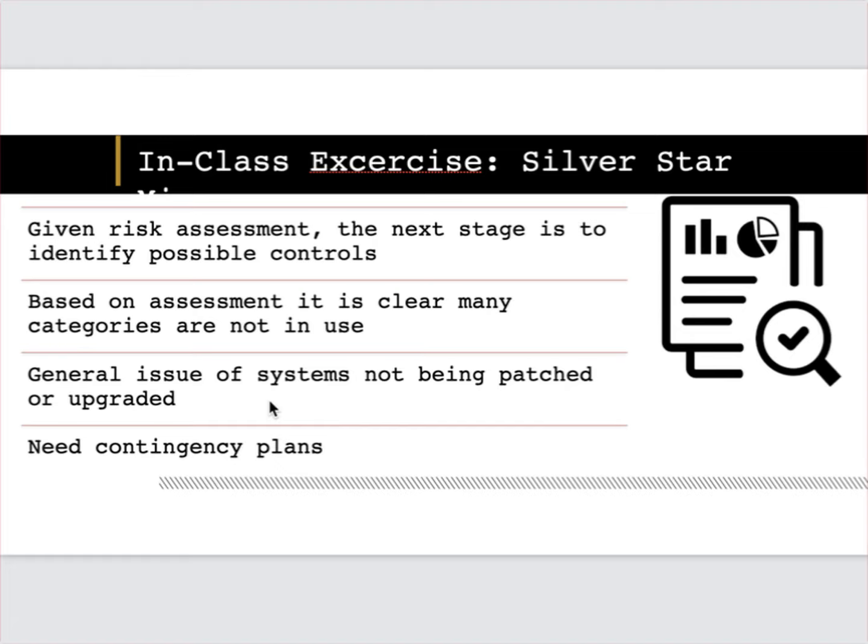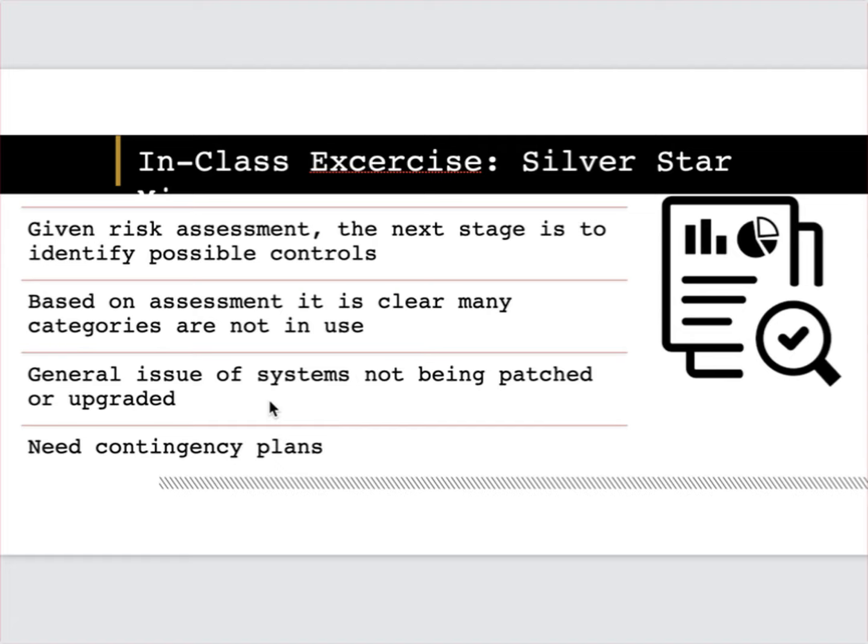There is a Silver Star Mines case study. It's uploaded along with yesterday's lecture, once we discussed incident response and risk assessment. Basically, you can view that in your own time. For example, from the last lecture slide, you can identify some of the risks over there. Once all those risks are identified, the next stage is to identify possible controls.